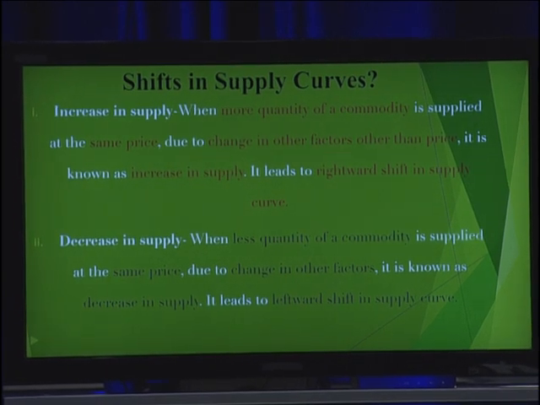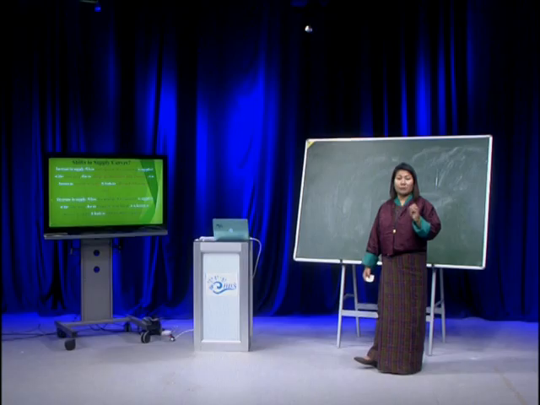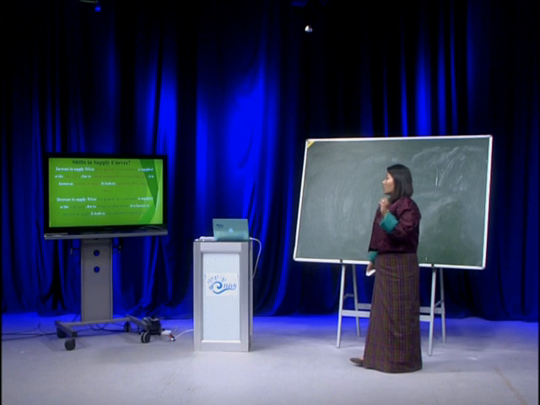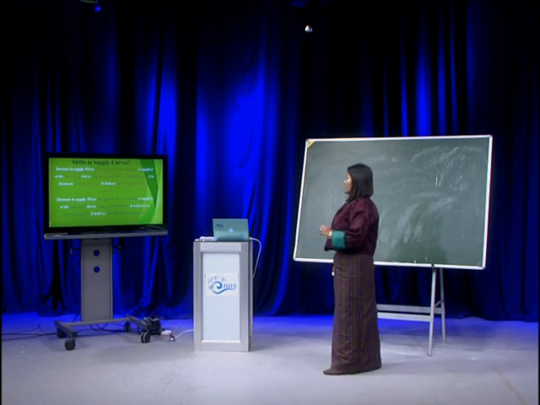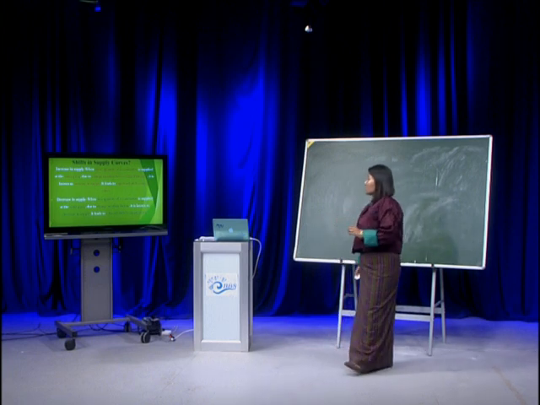Shift in supply curves, what does it mean? Increase in supply, okay? The other one is decrease in supply. So first we are going to be looking at increase in supply. When more quantity of a commodity is supplied at the same price, price doesn't change, price has to remain same or constant, due to change in other factors other than price, it is known as increase in supply.